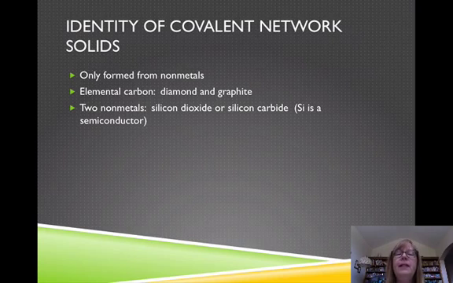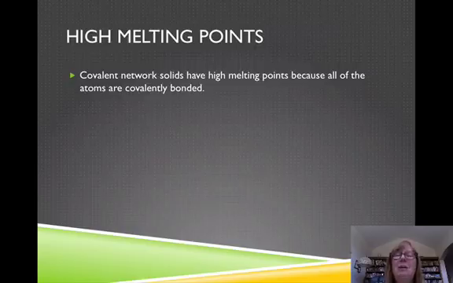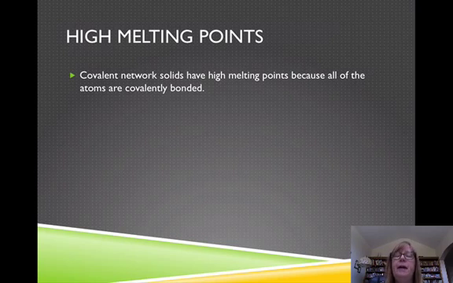Also, covalent network solids can be 2 nonmetals, like silicon dioxide or silicon carbide. Just to remind you, silicon is a very important element and is a semiconductor in electronics. Okay, so why do they have such high melting points? It's because all the atoms are covalently bonded together, and a covalent bond is much, much stronger than intermolecular forces, even stronger than definitely hydrogen bonds or dipole-dipole forces. These covalent bonds are strong, and you'd have to break them.